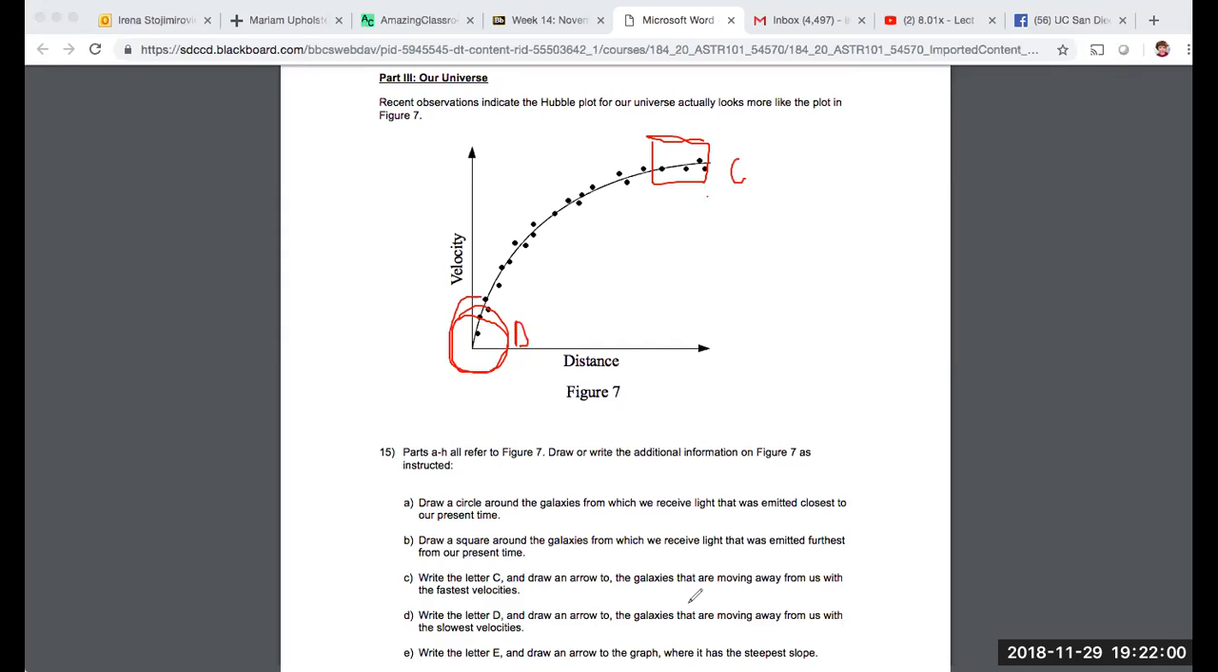Write the letter E and draw an arrow to the graph where it has the steepest slope. That's the beginning. Yeah, very good, right? E over here is the steepest slope. Why? Because simply the slope is that. It's pretty steep. And the slope here is almost like a horizontal line, right? So that would be then what letter? That's the next one, right? F.